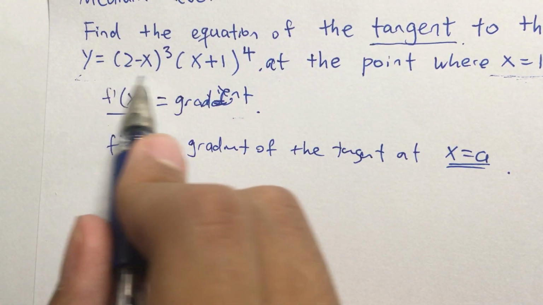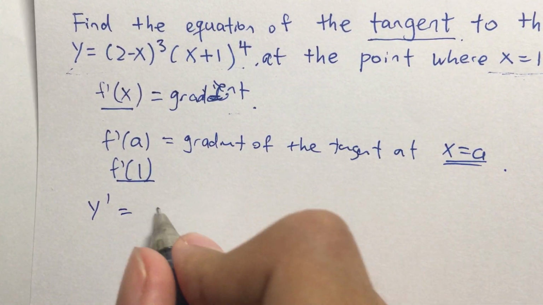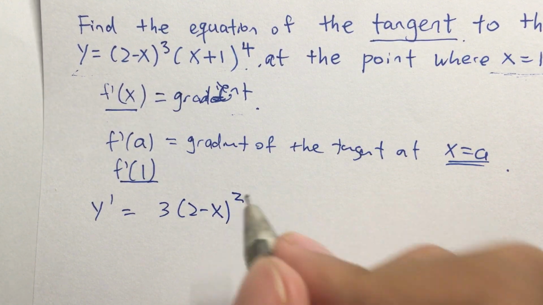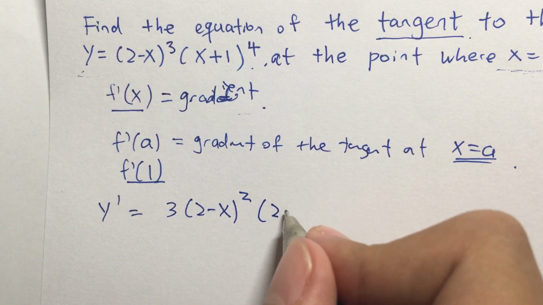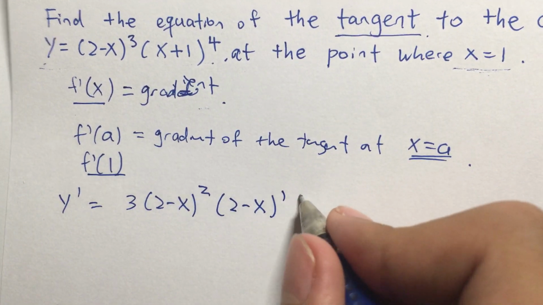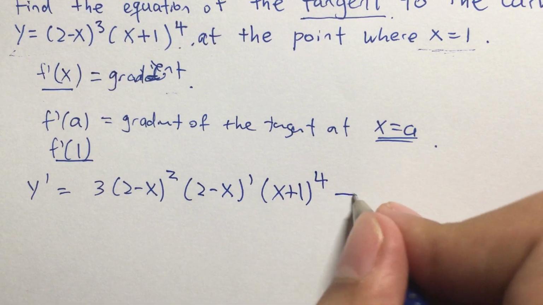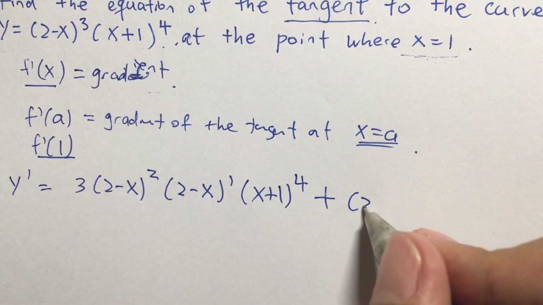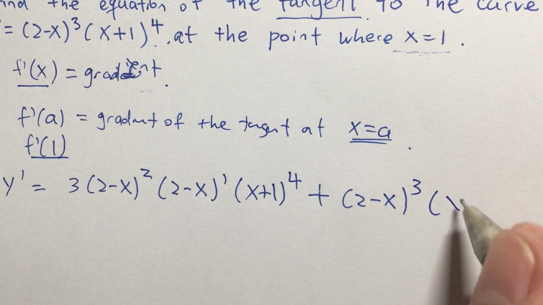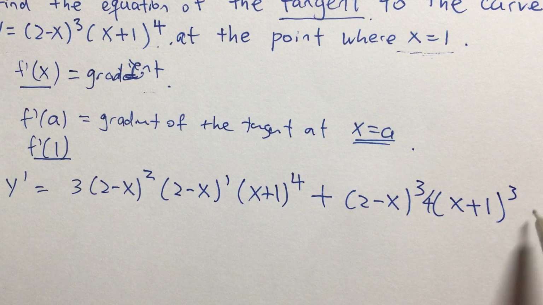Now let's differentiate this, which becomes y dash equal to 3 times (2 minus x) to the power of 2 times (2 minus x) dash times (x plus 1) to the power of 4, plus (2 minus x) to the power of 3 times 4 times (x plus 1) to the power of 3.